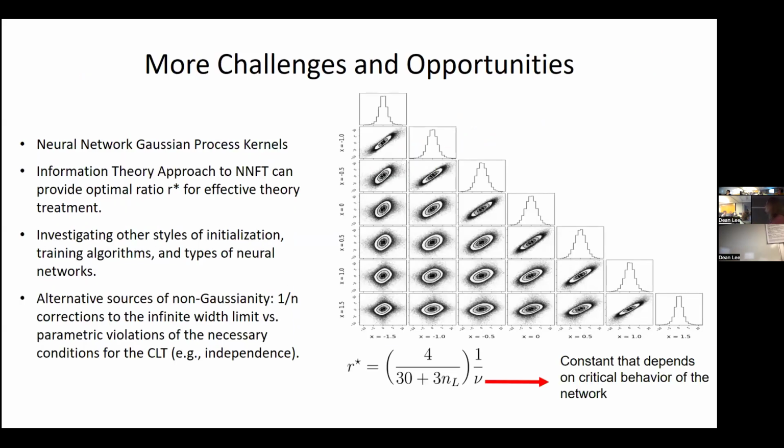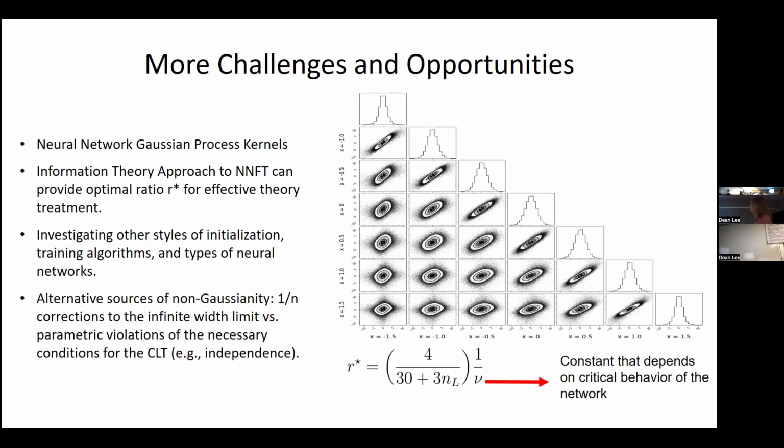And so the last couple odds and ends are basically, I had mentioned Gaussian processes, basically looking at more stuff where we have translationally invariant kernels and other types of ways of generating Gaussian processes from neural networks. There's also been proposed this information theory approach to neural network field theory that, rather than providing kind of an error bar from 0 to 1, actually provides an optimal ratio of what the depth should be. That depends on whatever critical behavior of your system that you have. And so that's something I haven't looked into a whole lot.